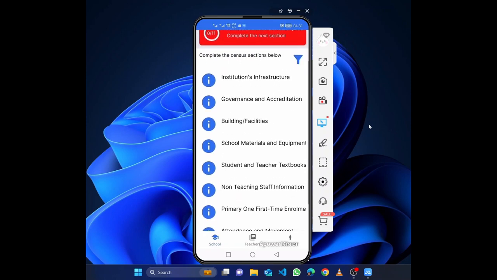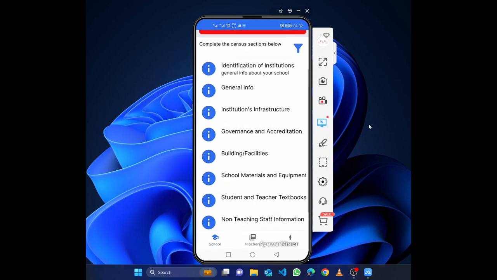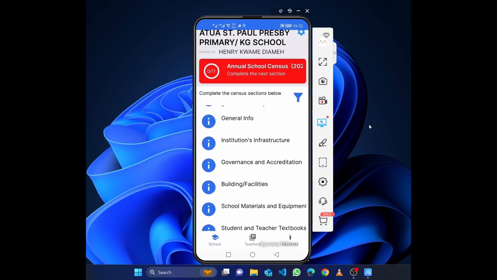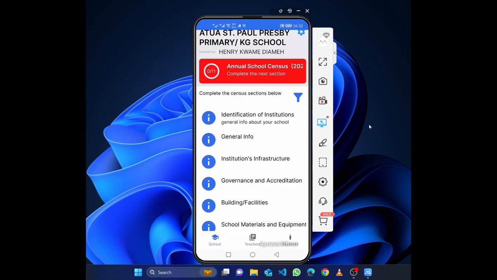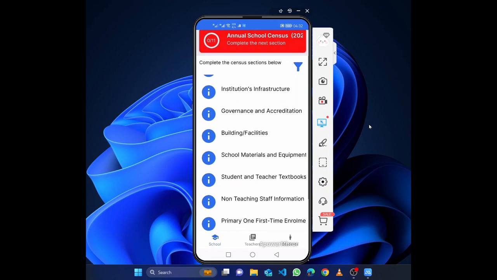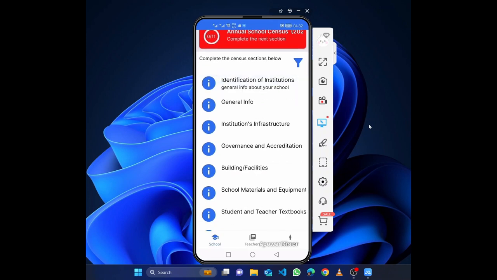And as you have seen, this has 11 modules. So it means the head of the institution has a lot to do when it comes to this census. The success and the failure of this data submission depends largely on the head. So this is what you are going to do: you go through each module, then you fill and submit.